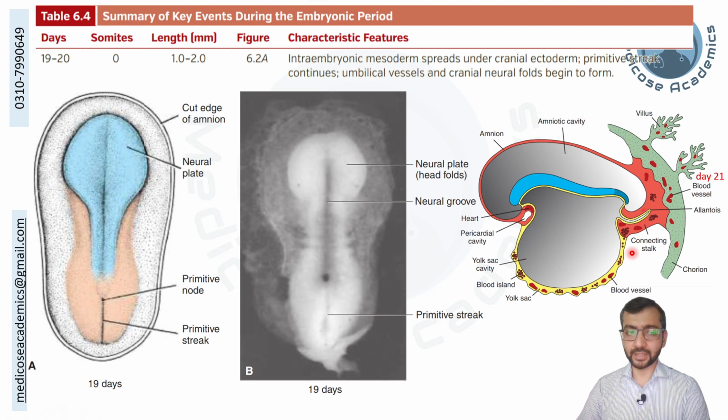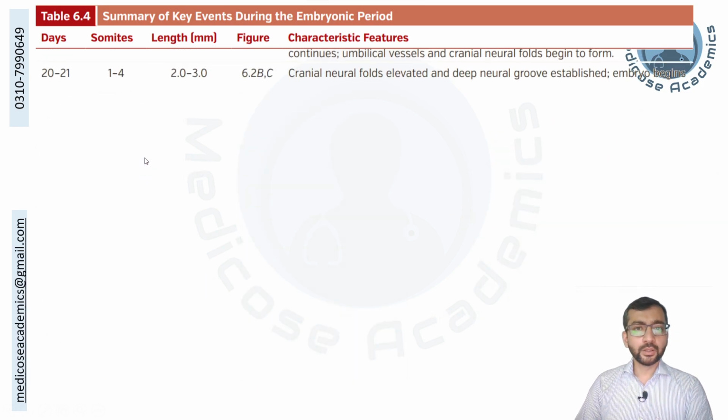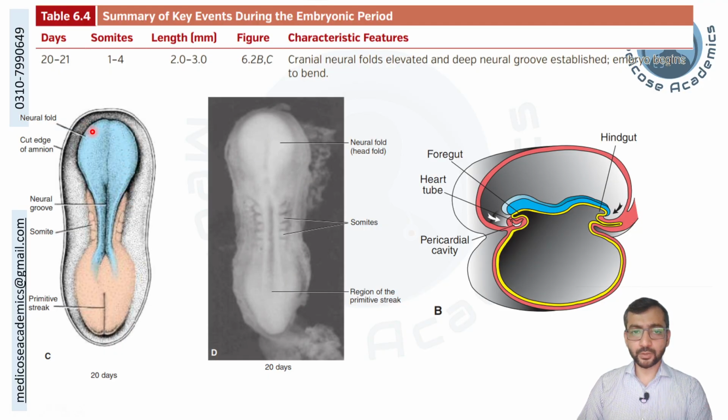Then coming to the end of week 3, about 19 to 20 days, you are getting intraembryonic mesoderm that is spreading out. The primitive streak continues. Umbilical vessels are starting to be formed, and blood vessels have reached the chorionic plate. You get the neural plate, and the neural fold starts a little. Then at the end of week 3, days 20 to 21, cranial neural folds elevate, a deep neural groove is there, and the embryo begins to bend in the craniocaudal sequence.